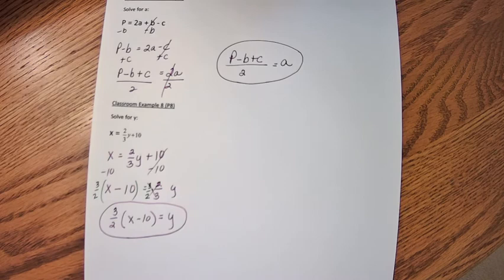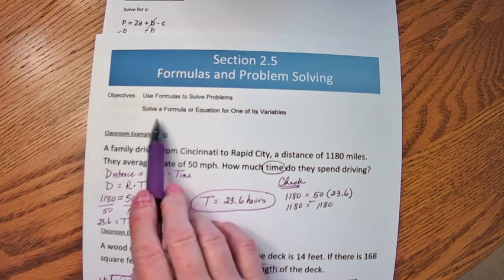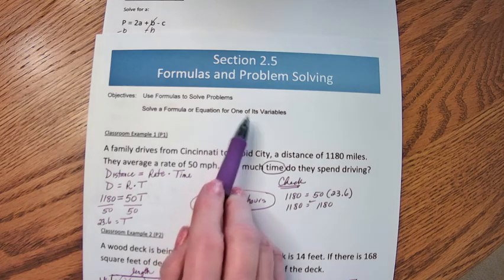So students usually are a little uncomfortable with this last topic, this last objective, because you don't get an actual number. You're left with a different equation, but it is an important skill. So in section 2.5 we used formulas, and they'll give you enough information to solve for the one unknown variable, and also how to solve or rewrite an equation for one of the other variables.